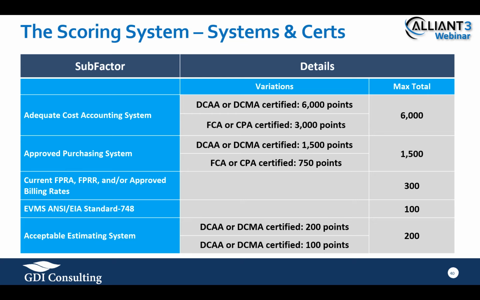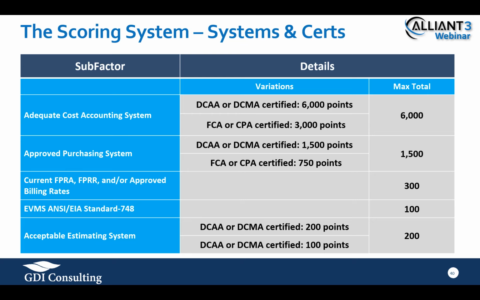Maybe you don't have that, but a FCA, so a contracting officer from another organization, or an approved third-party CPA, has certified your cost accounting system. If that's the case, you get 3,000 points. So all is not lost. If perhaps your system is approved by a CPA, you still get 3,000 points instead of 6,000.